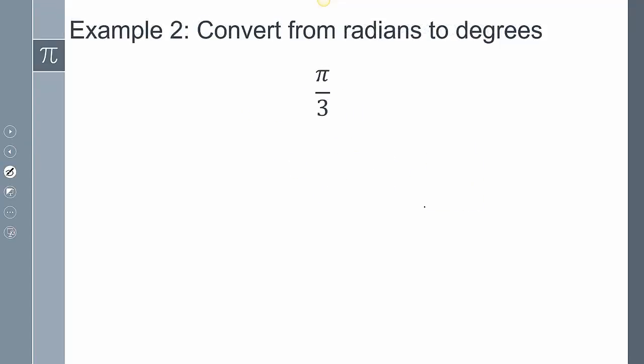For this next one, I want to convert these radians to degrees, so I have pi thirds, and converting to degrees means I want the radians as a unit to cancel out. So it's going to be 180 degrees over pi radians. The pi's cancel out, the radians as a unit cancel out, and so I have 180 degrees over 3, which is just going to be 60 degrees.